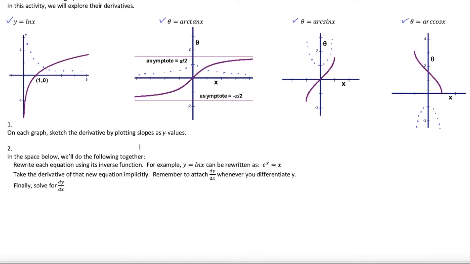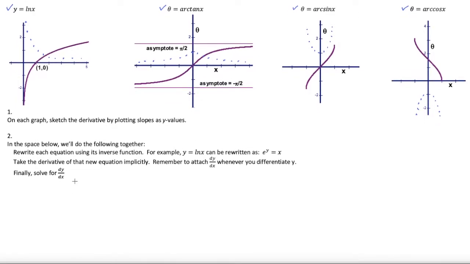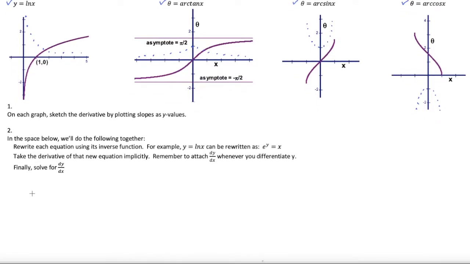So I'm going to do all four of them at the same time, just across the bottom here. Then we'll practice using them in a few minutes. And what we're going to do is rewrite each equation using its inverse function, whose derivative we do know. For example, y equals the natural log of x, we're going to rewrite as e to the y equals x, because we know how to differentiate e to the y. And then we're going to take the derivative implicitly, and what that means is that we're going to get a dy dx or a d theta dx anytime we differentiate y or theta. And then finally, we're going to solve for dy dx.